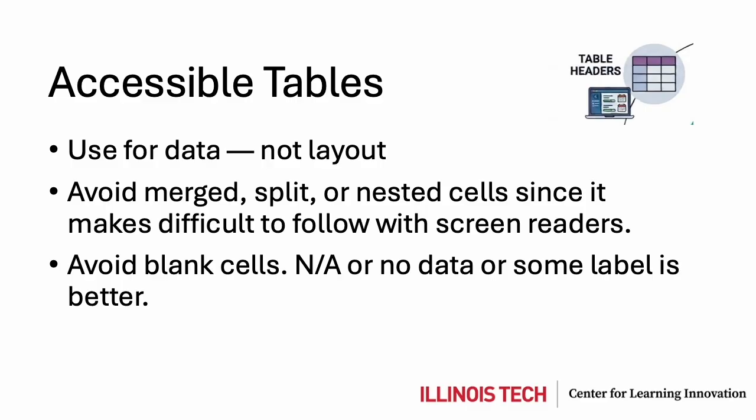First, you have to avoid merged, split, or nested cells whenever possible, because that can make it difficult for the screen readers to interpret data relationships correctly. Also, you should avoid leaving cells blank. You can use labels like NA or no data so users understand that the information is intentionally absent and not missing due to an error.